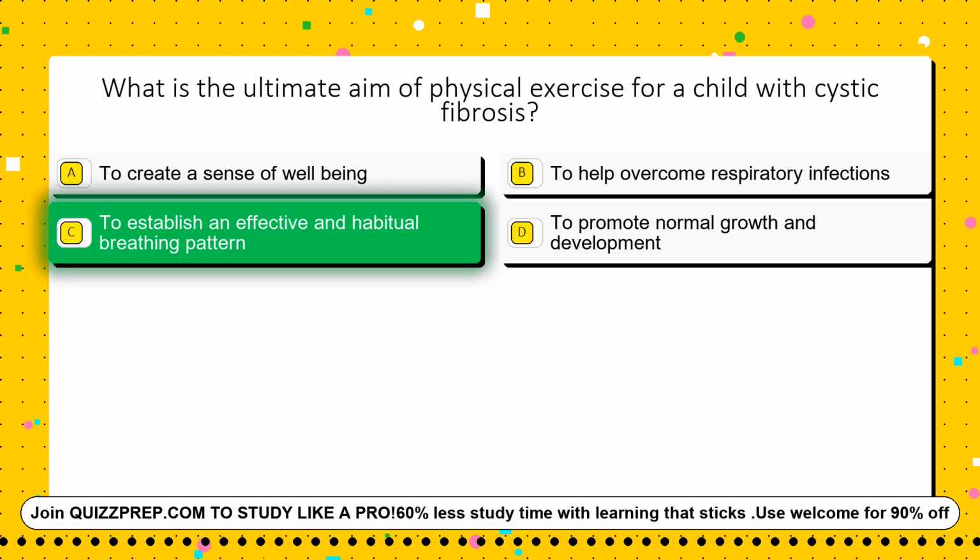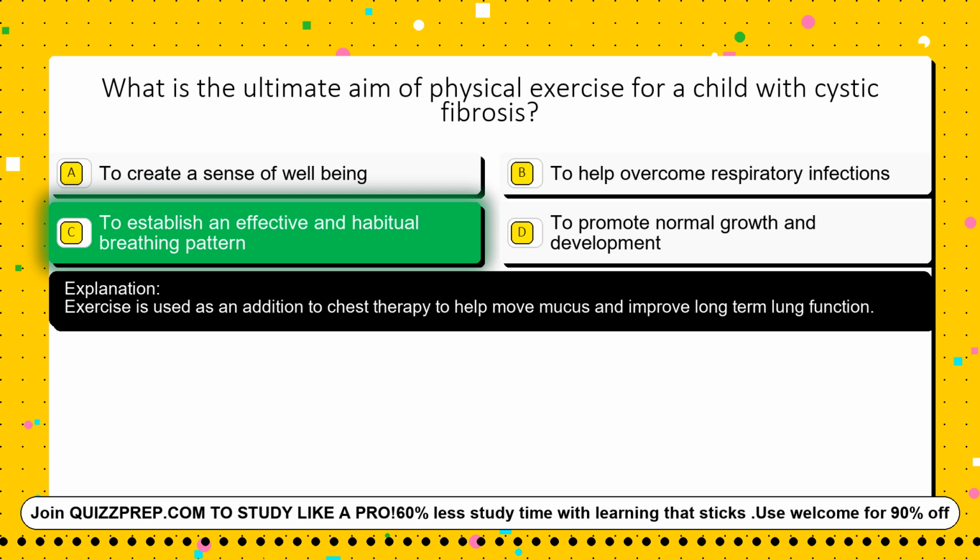The correct answer is option C. To establish an effective and habitual breathing pattern. Exercise is used as an addition to chest therapy to help move mucus and improve long-term lung function.